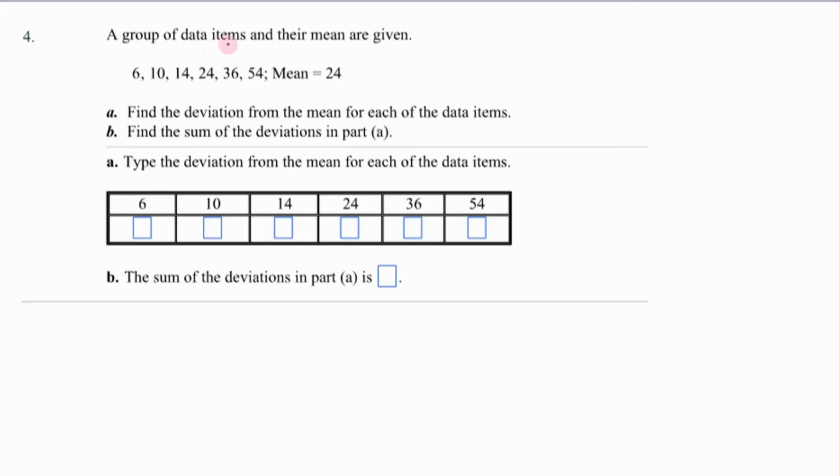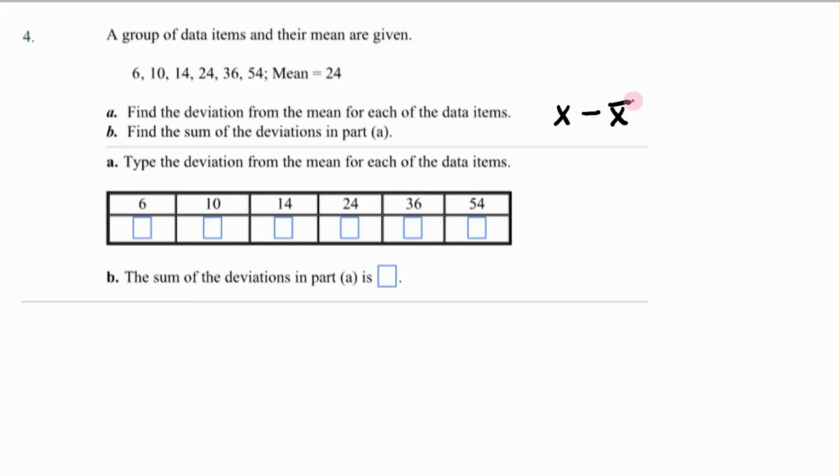It says a group of data items and their mean are given. In some problems, the mean is not given and you have to calculate it, so you would have to add them up and divide by the number of items. Here's what we're going to look at. Find the deviation from the mean for each data item. The deviation from the mean is x minus x bar. An item minus the mean.